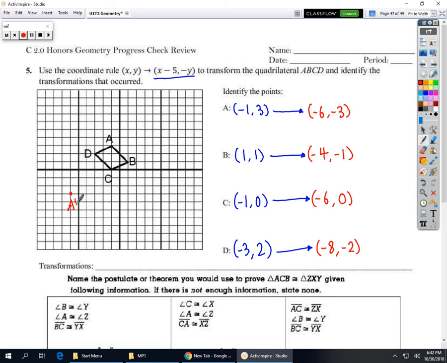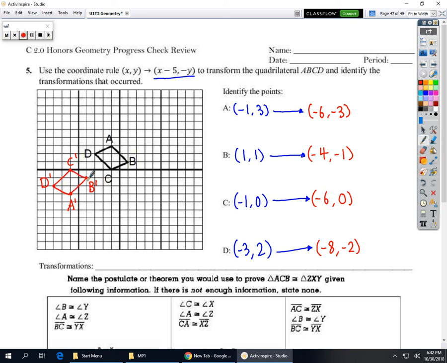Mark that here. B is negative 4, 1. 1, 2, 3, 4. Negative 4, negative 1. Sorry. That is my B prime. C is negative 6, 0. That is C prime. D is negative 8, negative 2. 1, 2, 3, 4, 5, 6, 7, 8, 1, 2. That is your D prime. Connect, connect.